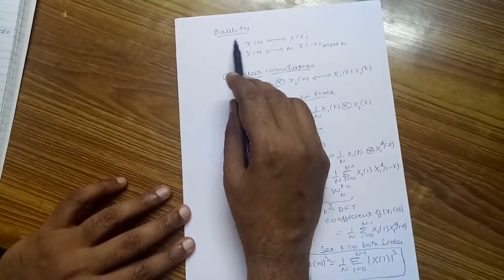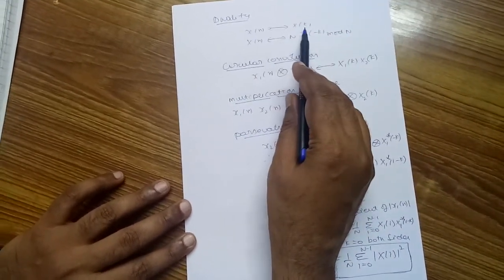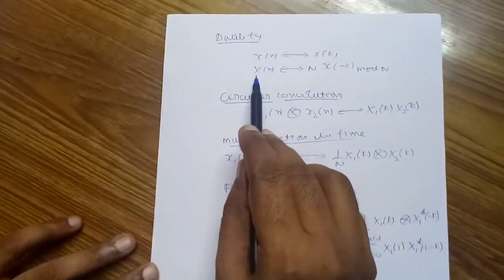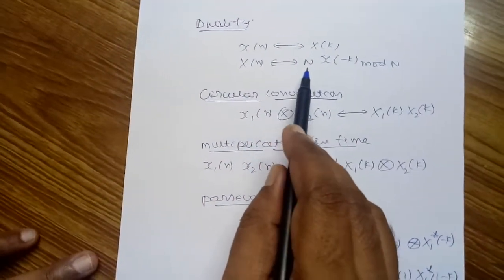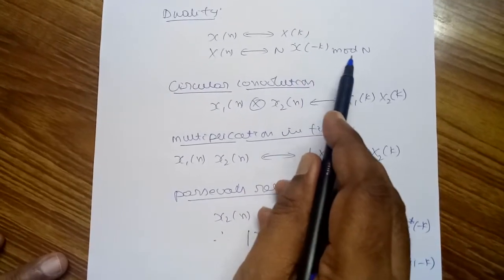Property duality: that is, if you have x of n transformed as x of k, then capital X of n can be transformed as N times x of minus k mod N.